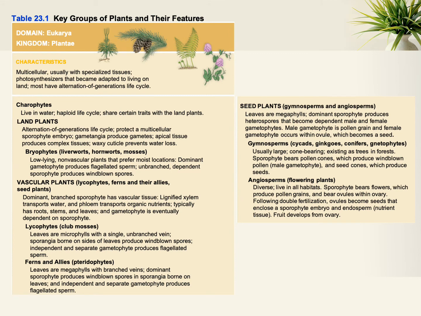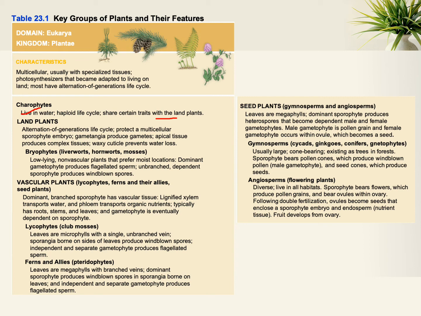So these are the key groups of plants and their features. You have to remember this. First things first, we have the freshwater green algae, which is the charophytes. They live in water, they have a haploid life cycle, and they share certain traits with the land plants. Then we go on to the land plants.